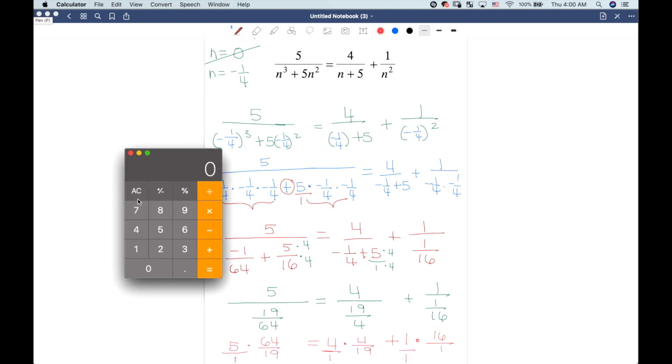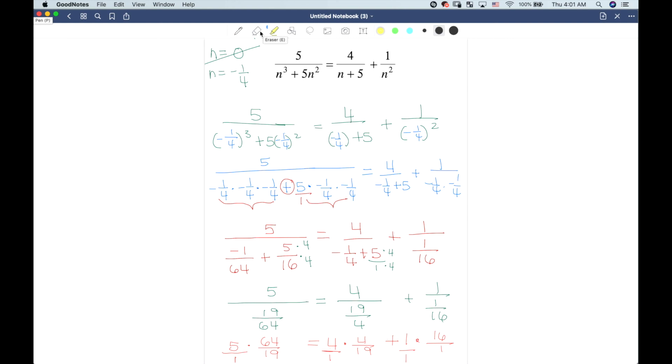So we have 5 times 64 divided by 19. So that means it's going to be a fraction, and I don't want to use decimals. So I will go ahead and simplify that in a bit. So this is going to be 320 divided by 19.